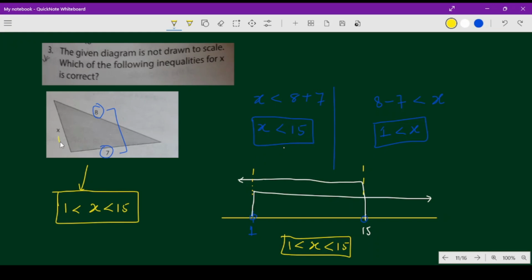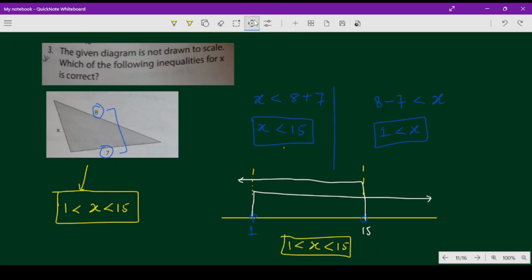If we take x as 1, then 7 plus 1 is 8, which is equal to the third side, which is against the laws of inequalities. And in the same way, we should not take the x value 15. It should be between these two values, 1 and 15.